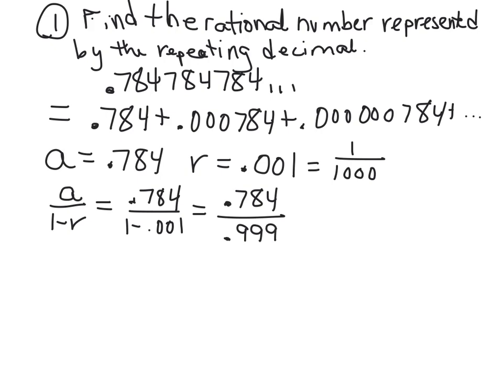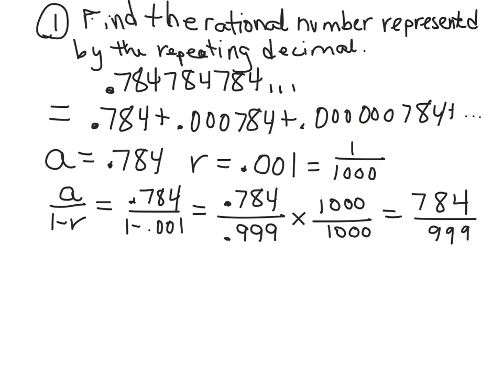And we don't normally consider numbers to be simplified when we have decimals inside of fractions, so I'm going to multiply, hang on, where's the erase button? There we go. Multiply this times 1,000 over 1,000, which is a clever form of the number 1, and the reason I'm doing that is to move the decimal 3 places to the right on top and the bottom. So that's 784 over 999, which is the rational number that repeating decimal can be represented as.